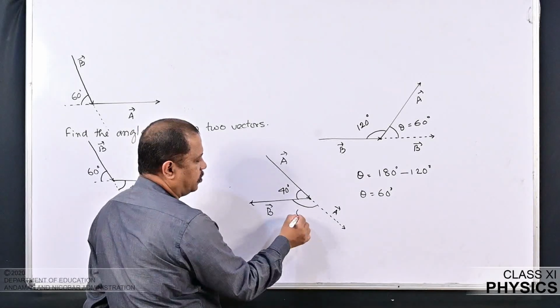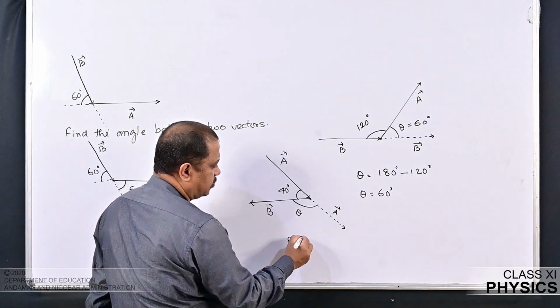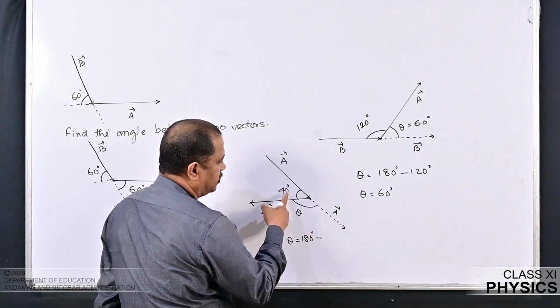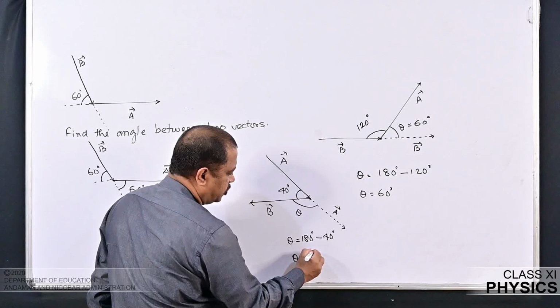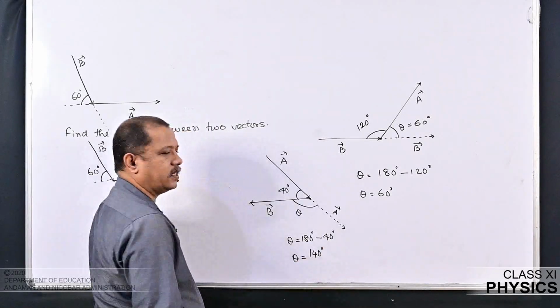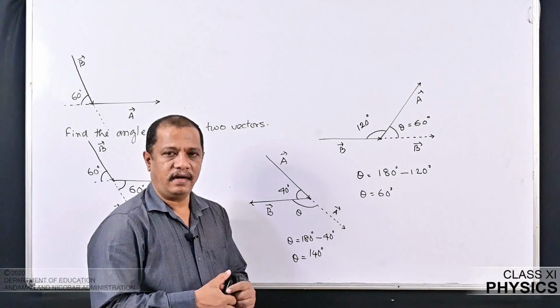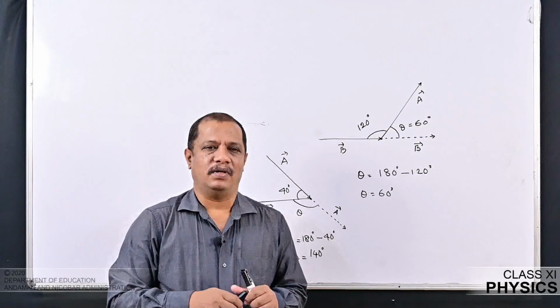So this will constitute theta. So for me, theta is equal to 180 minus, I will subtract this one. This happens to be 40 degrees. Otherwise, the angle constituted by the two vectors A and B is 140 degrees. Let us look at another example.